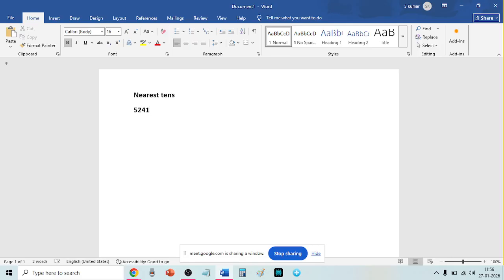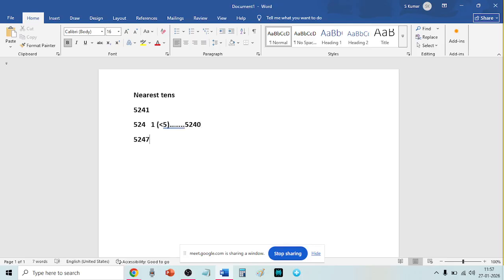So 10 means you need 4. We don't need 1. 10 means half is 5. So 1 is less than 5, so this will not change. It will remain 524 and the rejected 1 will be replaced by 0.